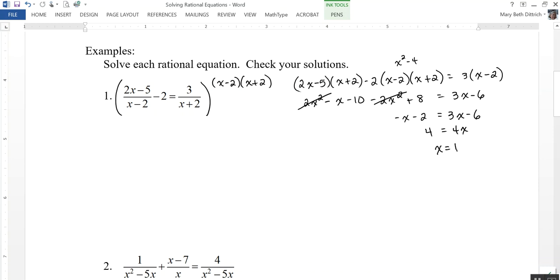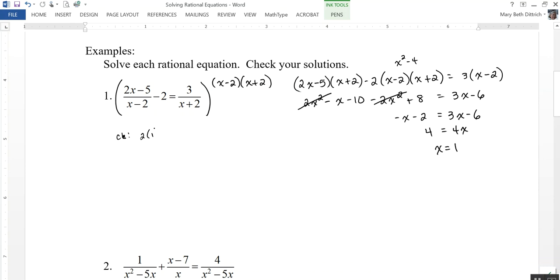Now, before I go ahead and box that as my final answer, I want to make sure I check that solution. First, the easiest check is to make sure that if x is equal to 1, are either of my denominators equal to 0? No, they are not. So let's go ahead and check that by plugging it into the original equation here.